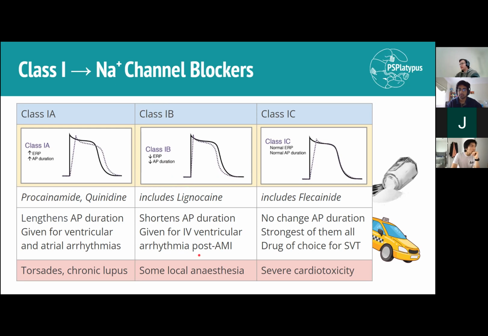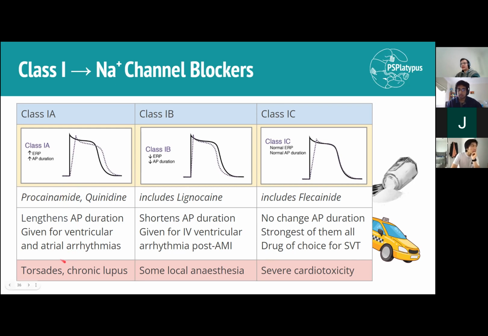And then finally, class 1C, such as flecainide. I don't think a lot of these are actually core drugs, so you don't need to remember the name specifically. Maybe just remember lignocaine because you've seen that before. There's no change to AP duration, and it's the strongest of them all. Again, it seems a bit counterintuitive because it's not really causing any change in the AP. Again, I'll get to that. It is the drug of choice for supraventricular tachycardia, or at least it's one of the drugs used in that situation.